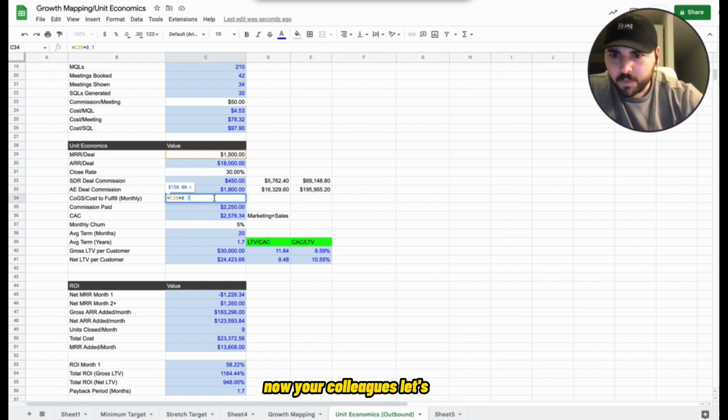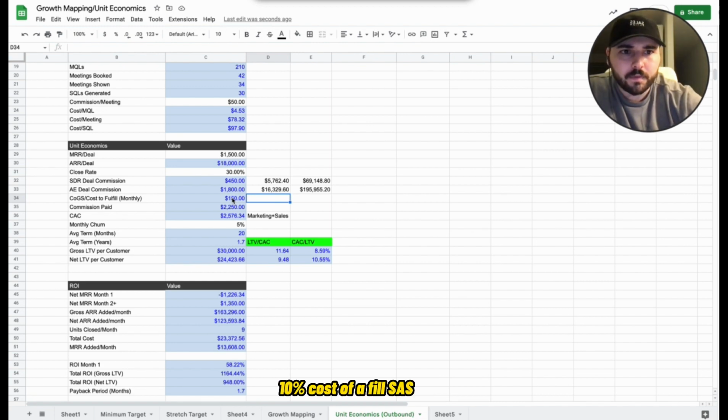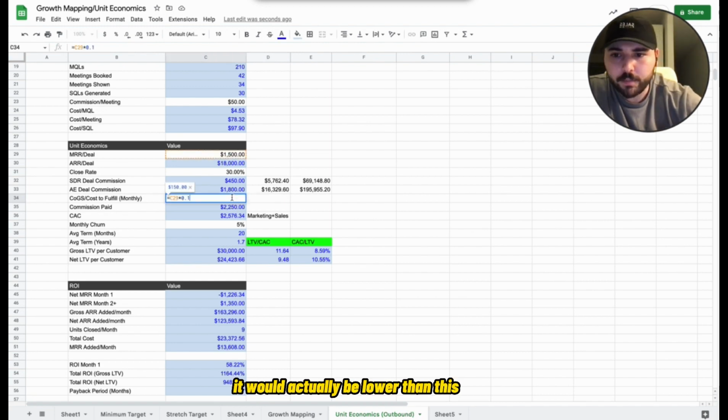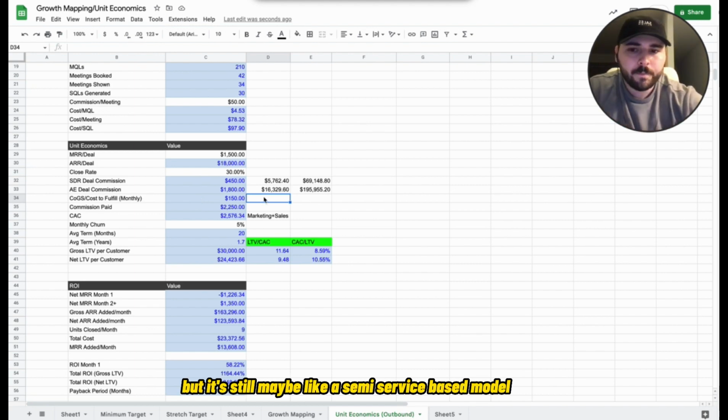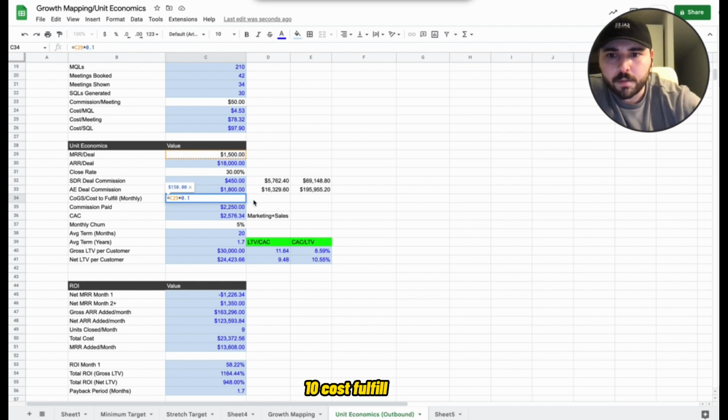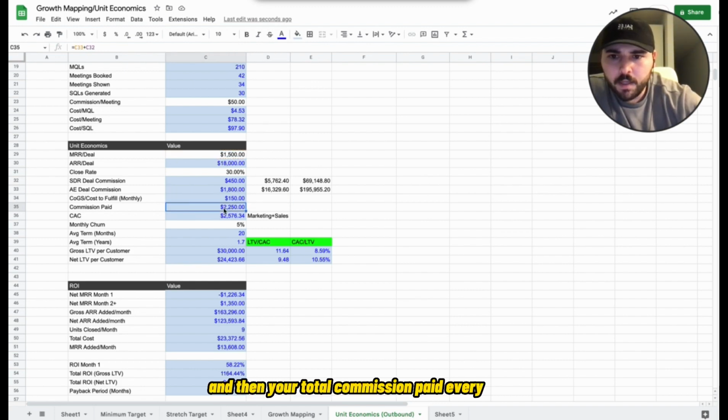Now your COGS, I'm just assuming that it's a SaaS model, 10% cost to fulfill. With SaaS, it would actually be lower than this, so this is a really high cost to fulfill for SaaS. But let's say it's a SaaS with maybe some backend services, and you leverage the software to help you fulfill, but it's still a semi-service based model. We'll say 10% cost to fulfill, and then your total commission paid on every deal is going to be $22.50.